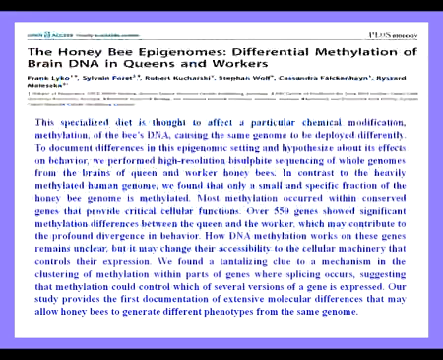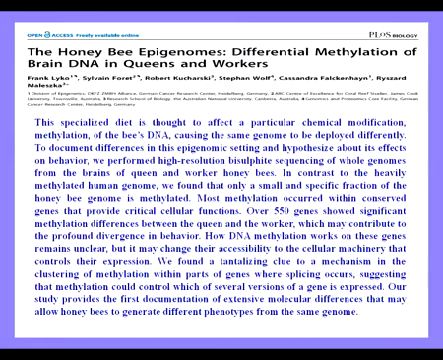Now a very classic study was conducted in the population of bees. In a bee colony, there are three individuals: drone, worker bee and queen bee. All these three individuals have the same genetic makeup, and yet they have remarkably different functions in a beehive. This is a classic example. It's a very, very landmark paper which says, honeybee epigenomes: differential methylation of brain DNA in queens and workers.